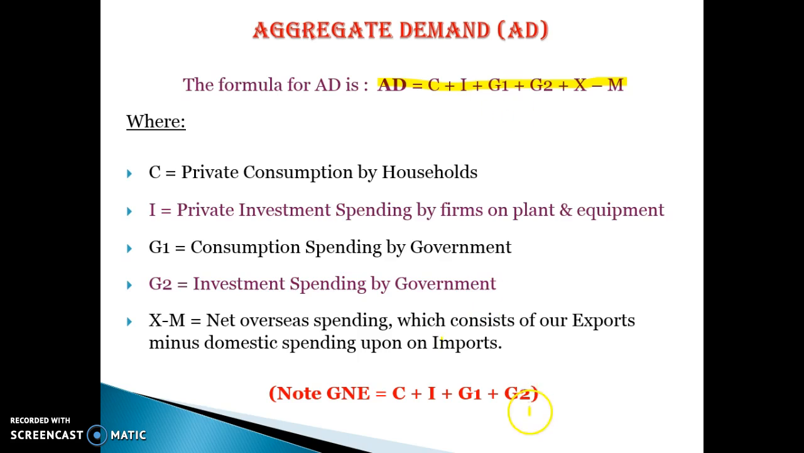And just remember that GNE, or gross national expenditure, is C plus I plus G1 plus G2. So it's all expenditure by Australians on any goods and services. That doesn't include exports, and imports are already included within C and I.